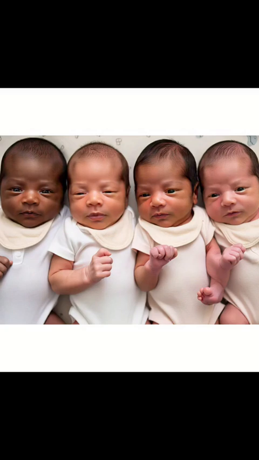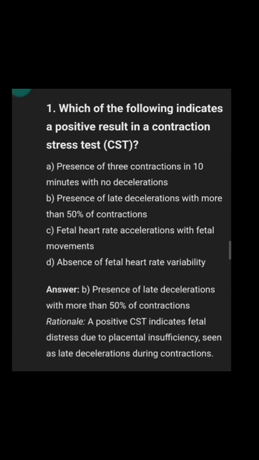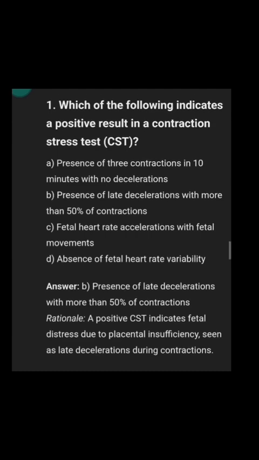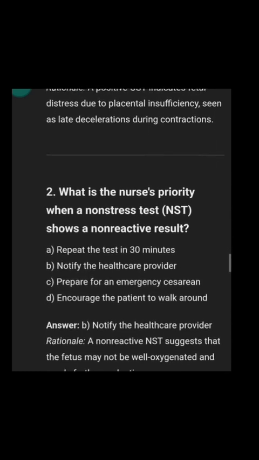Decelerations. 1. Which of the following indicates a positive result in a contraction stress test, CST? A. Presence of 3 contractions in 10 minutes with no decelerations. B. Presence of late decelerations with more than 50% of contractions. C. Fetal heart rate accelerations with fetal movements. D. Absence of fetal heart rate variability. Answer: B. Presence of late decelerations with more than 50% of contractions. Rationale: a positive CST indicates fetal distress due to placental insufficiency, seen as late decelerations during contractions.